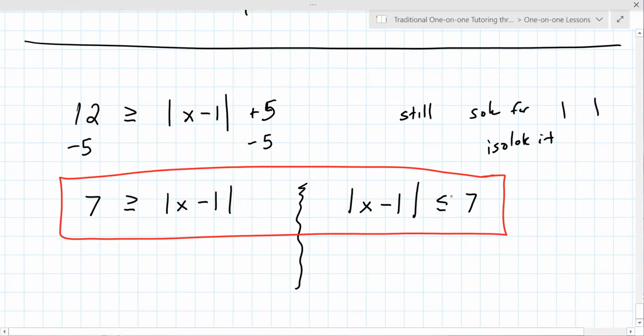So when you switch over that 7, the triangle flips with it so it stays the same. I try not to use the word flip until you multiply or divide by a negative. I call it pointing. The little triangle is always pointing at the absolute value of x minus 1. So it's not just that you have to solve for the absolute value. It needs to be on the left side of the inequality.